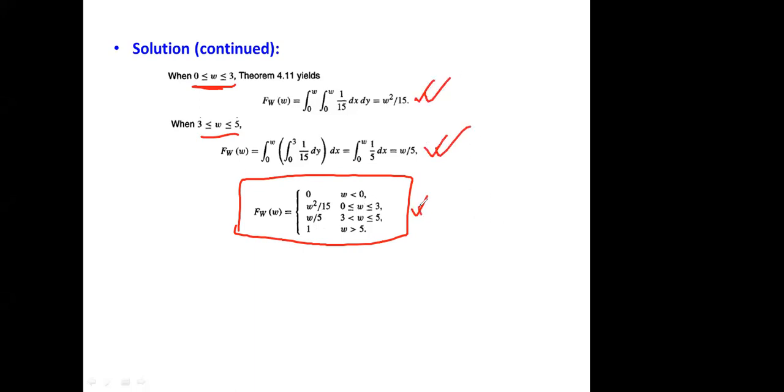And when we have found this CDF, it is very easy to find the PDF, isn't it? The PDF can be easily found from this equation, which is just the differentiation of this CDF. Look at that: 0 is 0, 1, then w squared becomes twice w divided by 15, and w becomes 1, and you can easily see that this one is the PDF of that particular problem. Is it clear? Yes, sir. Okay.